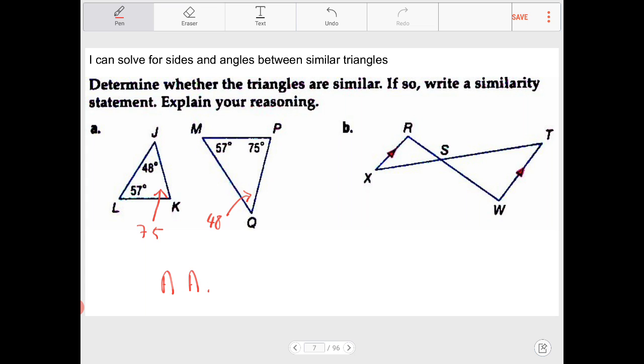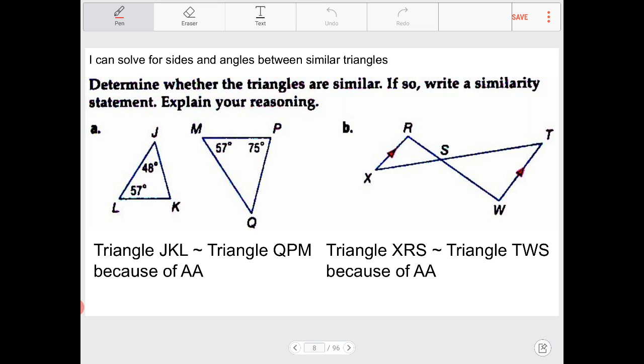Are these two triangles over here similar? As a matter of fact, they are, because I have a pair of parallel lines, and these are alternate interior angles. And last I checked, I have two corresponding congruent angles, and yet again, this is going to be the angle-angle theorem. So both of these problems, A and B, are going to be similar because of, again, the angle-angle theorem.